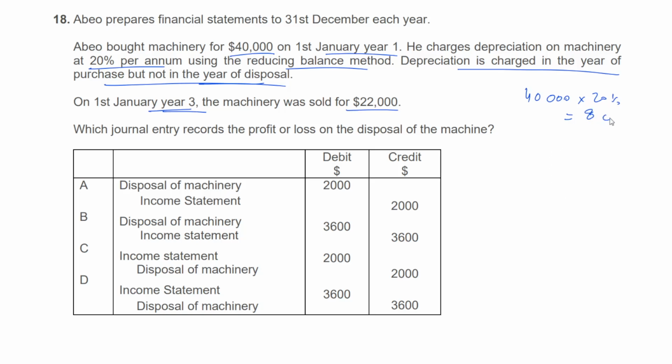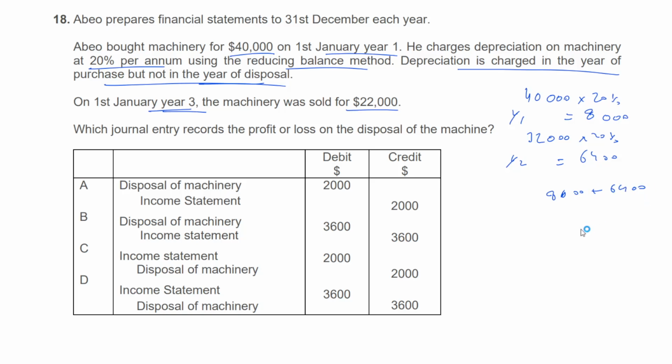8,000. Then 32,000, that is 40,000 minus 8,000. 32,000 times 20%. What is the depreciation for the second year? 32,000 times 20%, 6,400. That is year 1. That is year 2. Total depreciation so far, 8,000 plus 6,400.